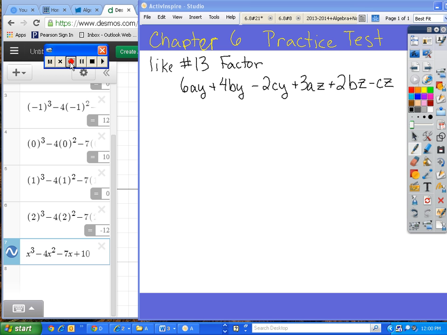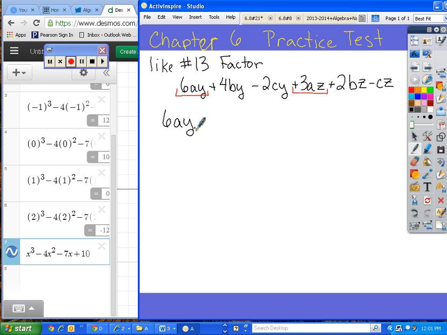this long polynomial. What I want to do is factor by grouping. And I can see that my groups are not actually together here, so I'm going to rewrite my grouping so that they're together. So what I want to do is I can see that this term has an A and this term has an A. So I'm going to write those together. So I have 6ay plus 3az.